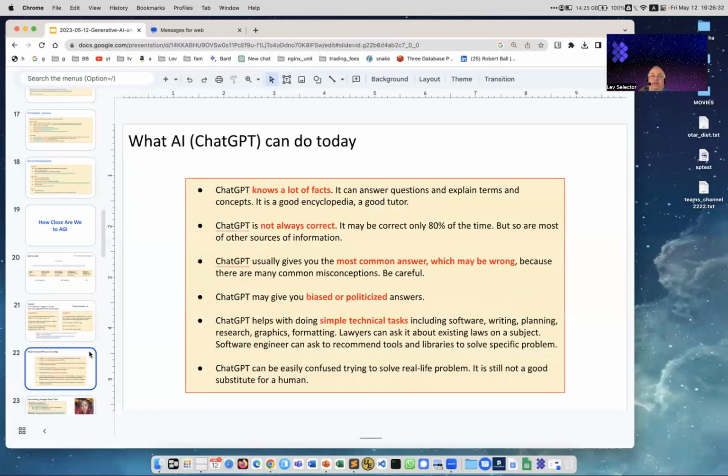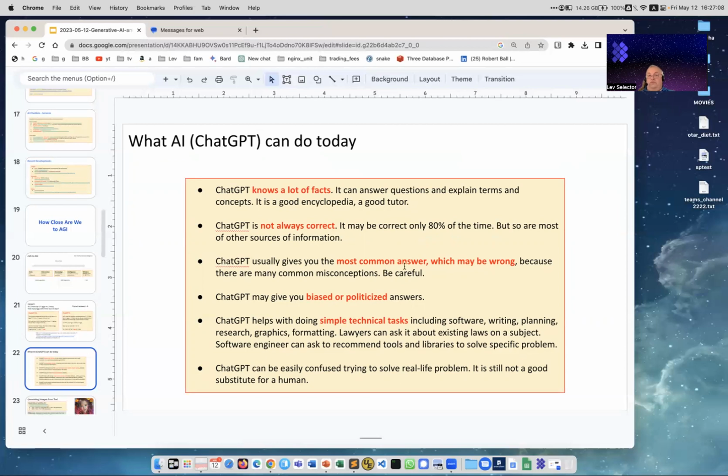Very interesting. So what can ChatGPT do today? Well, it knows a lot of facts. It can answer questions, explain terms and concepts. It's a good encyclopedia and a very good tutor. I like to ask ChatGPT more than go to documentation. It helps me understand what to do and gives useful examples. But I cannot trust it. It's not always correct. It may be correct 80% of the time, but I've seen it make terrible errors.